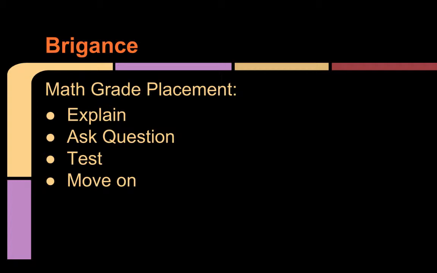First, you explain to the student what you're going to do, and then you ask the student the question that is written on the test, and you have them test. Once the student has finished the test, you move on to higher and higher grades until that student cannot complete the certain amount of percentage that the test says in that grade level.